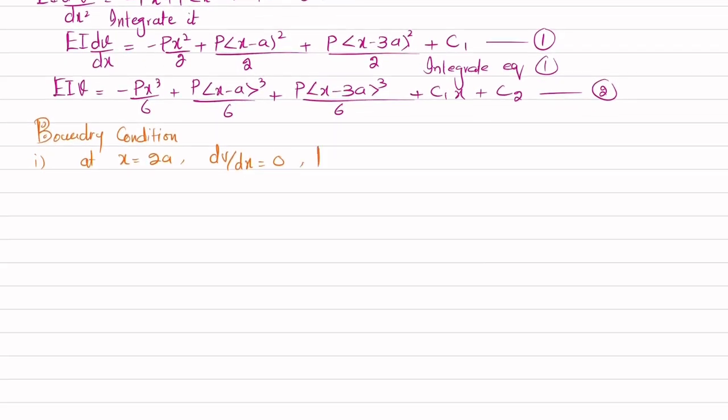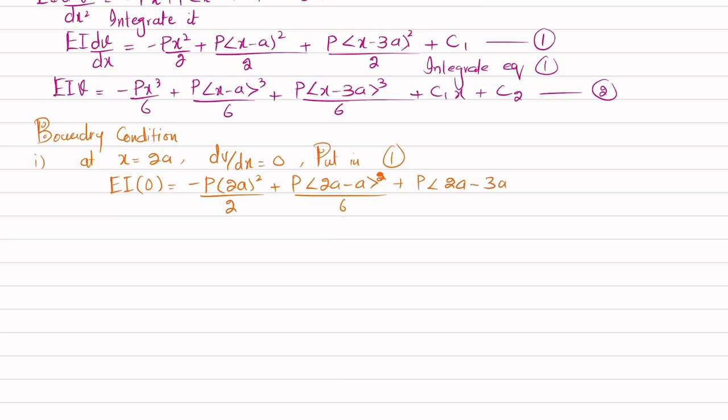So put it in equation number 1, because equation number 1 is for slope. So what we will get is EI·dv/dx, which is 0, equal to −P·(2a)²/2, x being replaced by 2a, plus P·(2a − a)²/2 plus P·(2a − 3a)² plus C1.